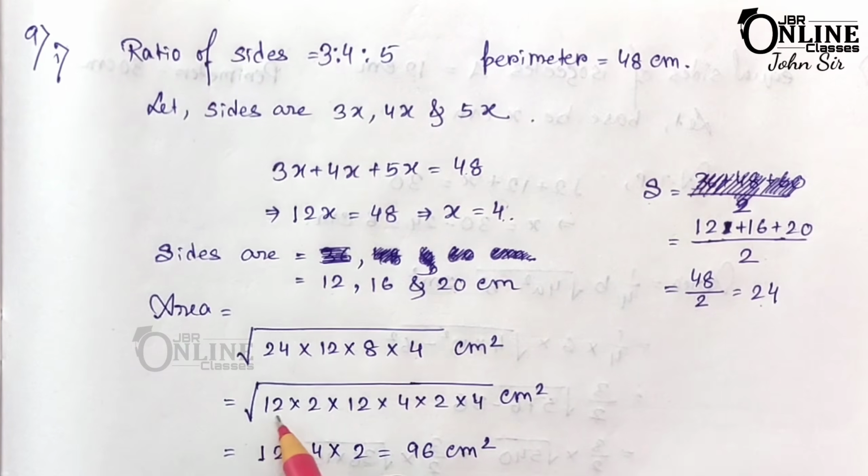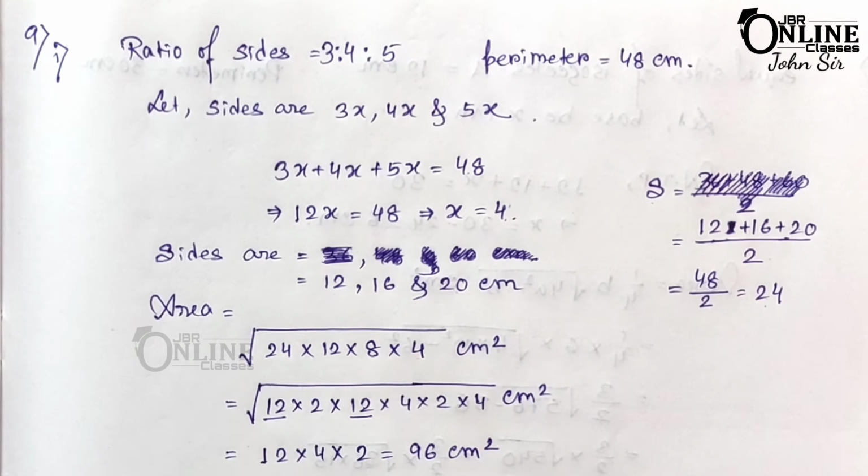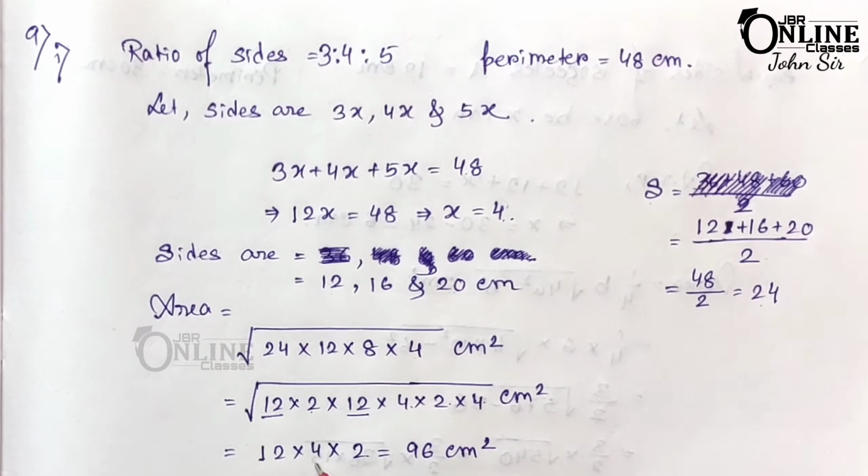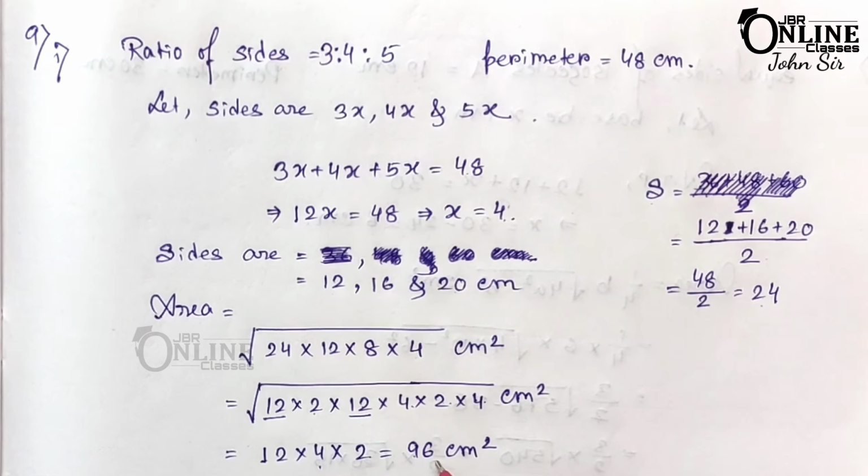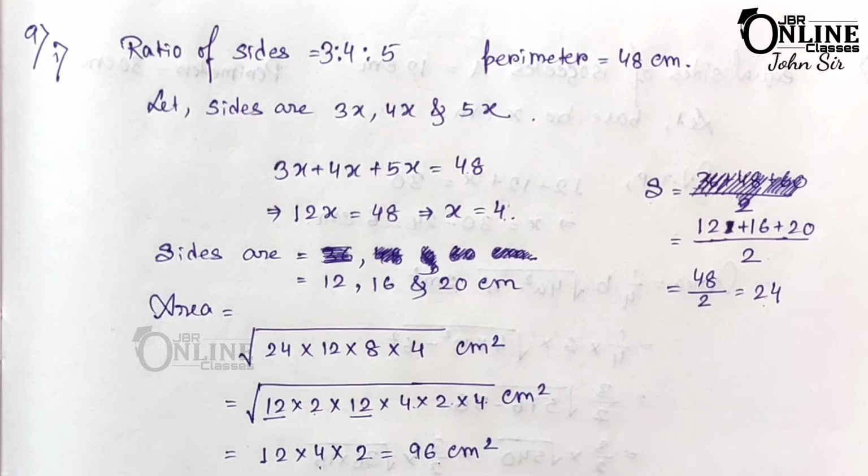So here how many 12s are there? 2. So after the root, it will be changed into 1. Then 2 into 2, only one 2, and 4 into 4, only one 4. So that will be 96 centimeter square.